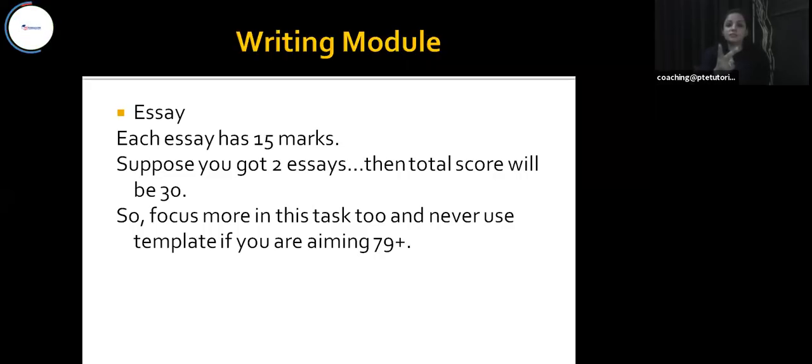So I will say, if you are too good in essays, then it will be a good thing for you. Because if the number of tasks increases, definitely you get good score from that task. But if you are not good, definitely it will be a problem for you people. And one more thing that I have written, that never use template if you are aiming for 79 plus. I'm saying this thing. When you use templates, they are itself having 188, 187 words.